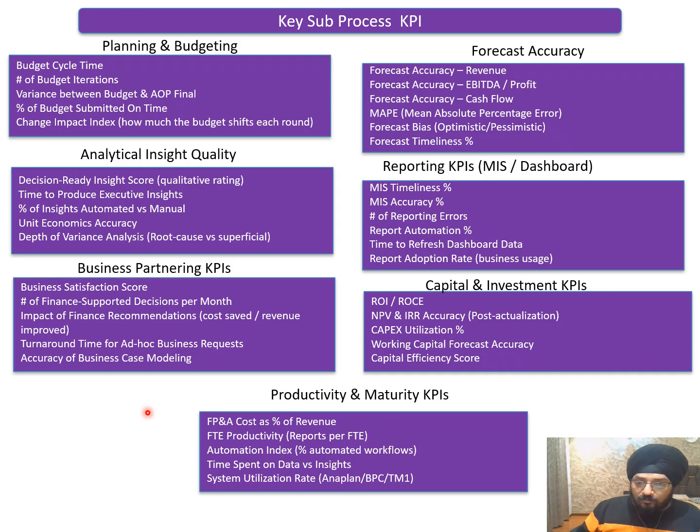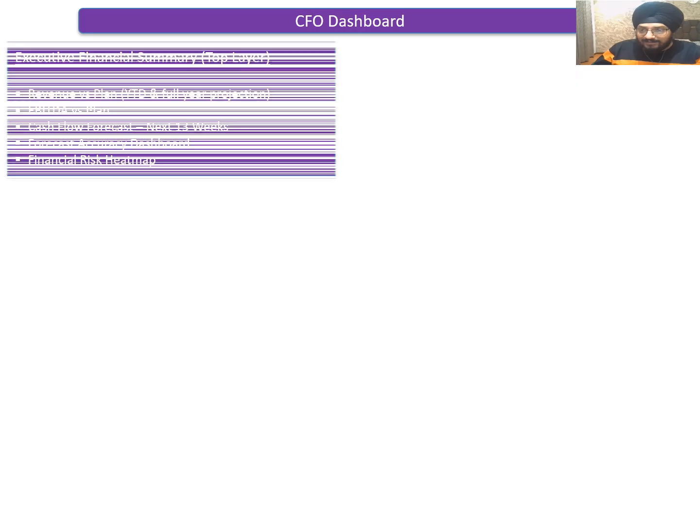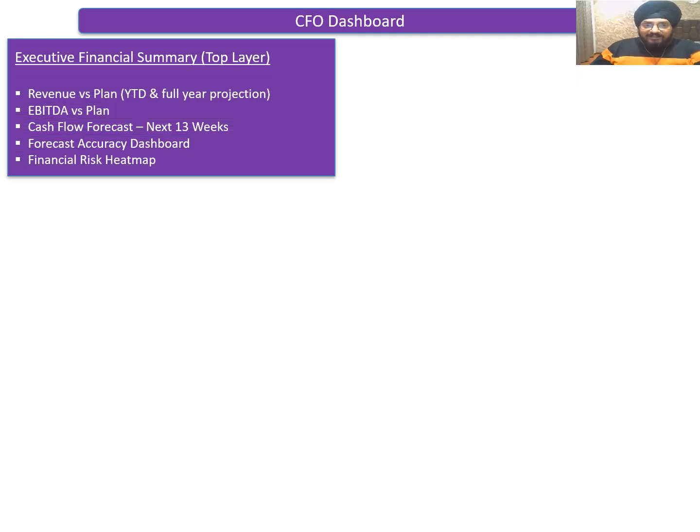With this, we are going to come to the last slide, when we speak about the CFO dashboard. So at the CFO level, what exactly does he want to look at? Let's just quickly have a look. Executive financial summary, which is the top layer: revenue versus plan, which is YTD and full year projection, EBITDA versus plan, cash flow forecast for the next 13 weeks, forecast accuracy dashboard.